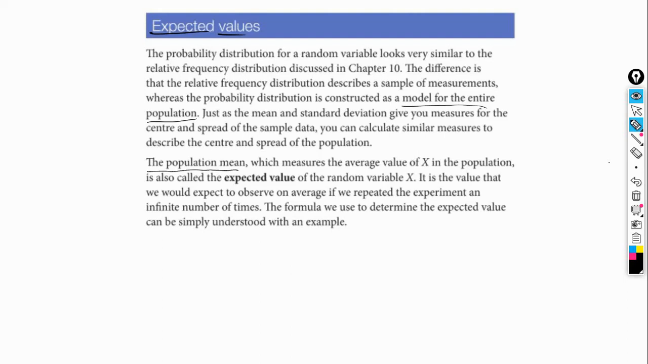The population mean, which measures the average value of X in the population, is also called the expected value of the random variable X. It is a value that we would expect to observe on average if we repeated the experiment an infinite number of times. So basically, the expected value is simply the population mean.